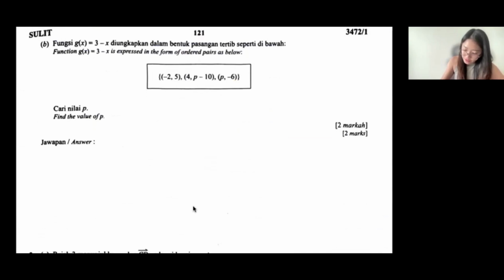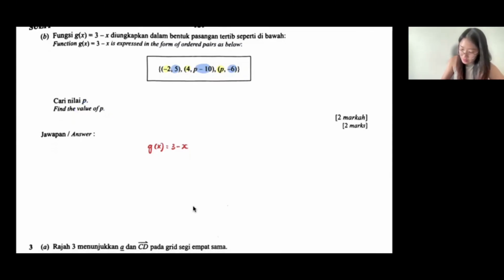Function g(x) is represented by 3 minus x, expressed in the form of ordered pairs. Ordered pairs, what do you see here? Numbers in front, right? These are all your objects. Numbers behind, these are all your images. So what we need to find out is the value of p. You can actually take p, negative 6, to do it, or 4, p minus 10.